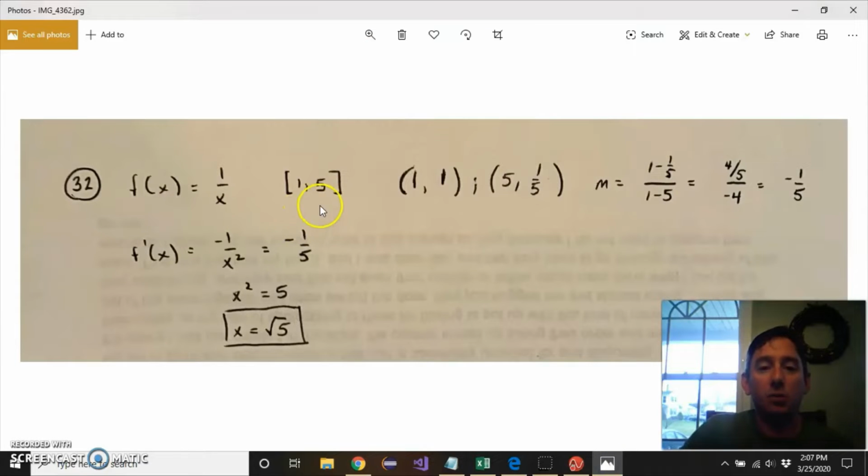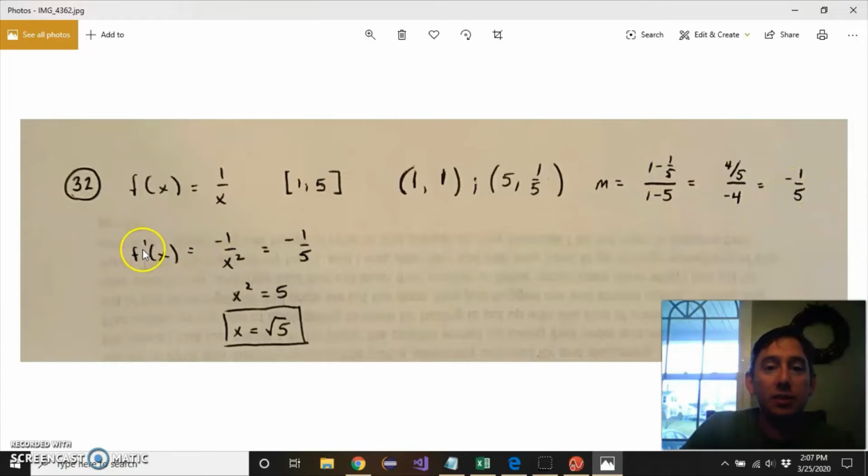So here's our problem done with an interval I just made up, from 1 to 5. We have our function, and forgive me, I used x instead of t. f of x is 1 over x, and I'm just going to find the average rate of change over the interval from 1 to 5. Step 1 is finding the actual endpoints. Plug 1 in, and we get (1, 1). Plug 5 in, and we get (5, 1/5). Find the slope between those endpoints. That's easy enough. The slope is negative 1/5.